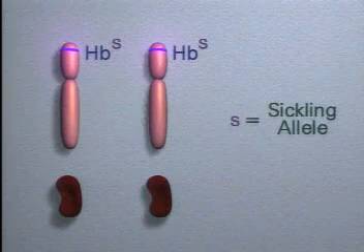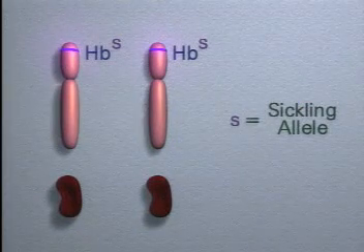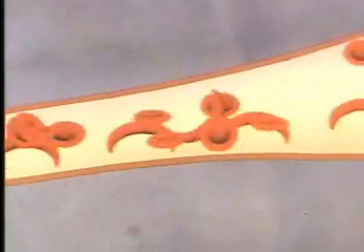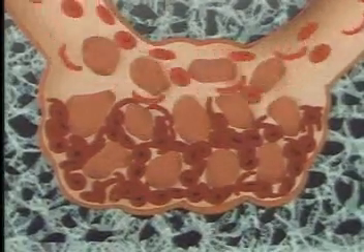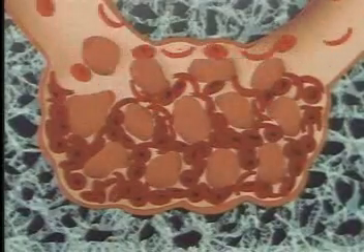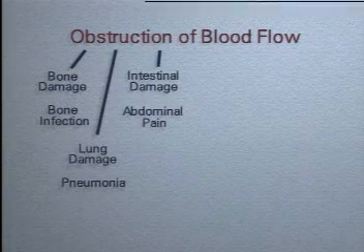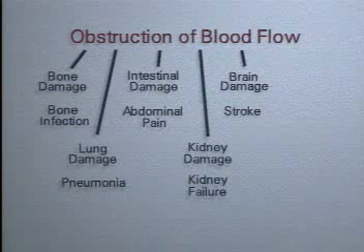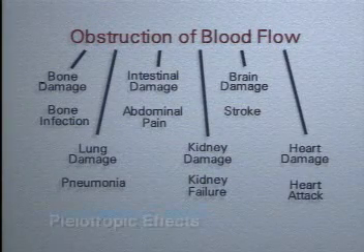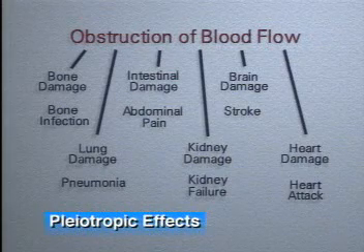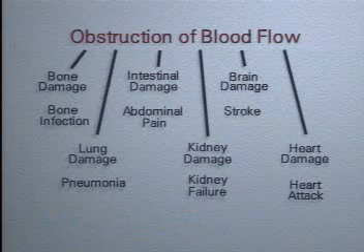Sickle cell anemia can be lethal if the person is homozygous for the sickling allele. The replacement of glutamate by valine causes red blood cells to assume an abnormal shape. This sickling of red blood cells in homozygous individuals leads to obstruction of blood flow in capillary beds and small vessels. Poor oxygen and nutrient transport and consequently poor tissue development are the result. In turn, these factors may result in bone, lung, or intestinal damage, kidney failure, brain damage, and even heart attacks. These are pleiotropic effects, when one gene affects many characteristics. Damage to that gene results in many symptoms.